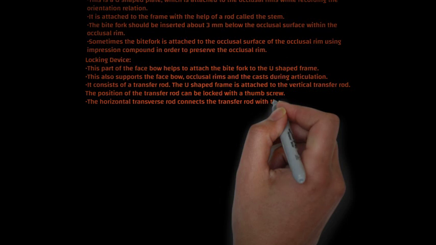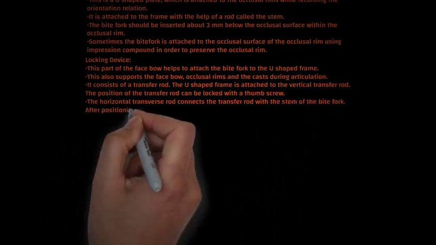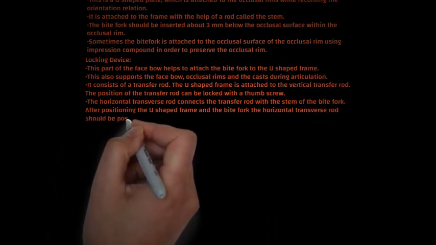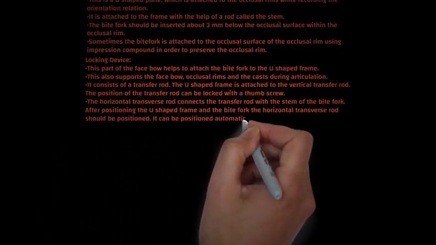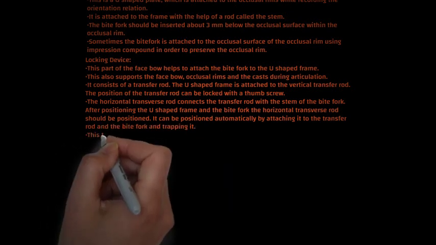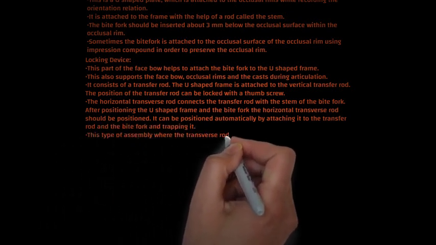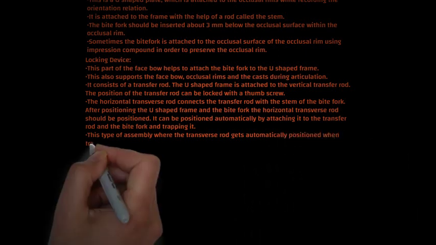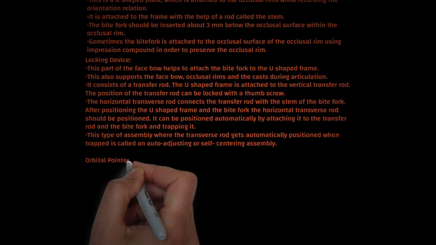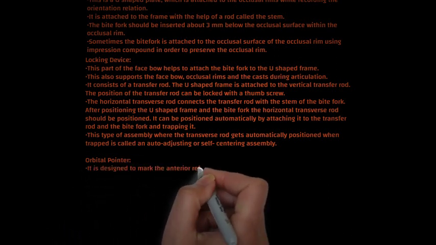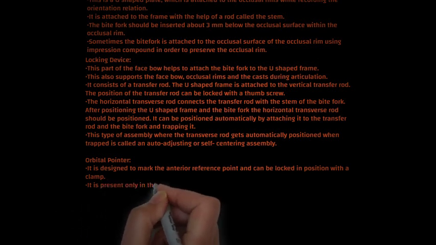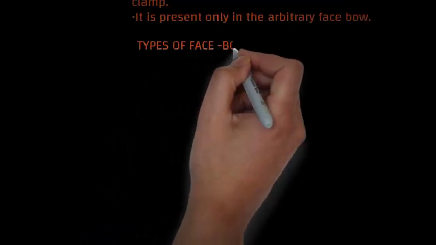The horizontal transverse rod connects the transfer rod with the stem of the bite fork. After positioning the U-shaped frame and the bite fork, the horizontal transverse rod should be positioned. It can be positioned automatically by attaching it to the transfer rod and the bite fork and trapping it. This type of assembly where the transverse rod gets automatically positioned when trapped is called an auto-adjusting or self-centering assembly. Orbital pointer: it is designed to mark the anterior reference point and can be locked in position with a clamp. It is present only in the arbitrary face bow.